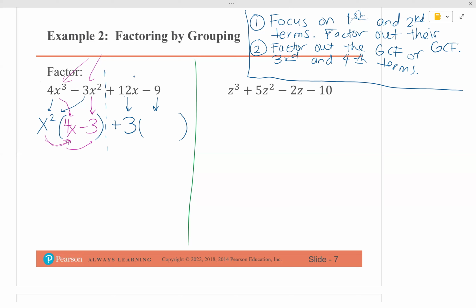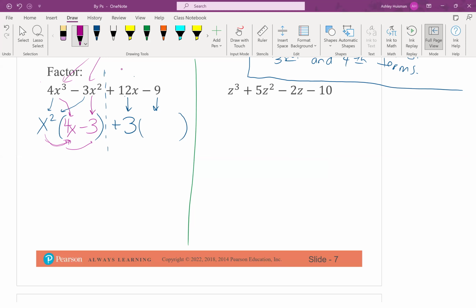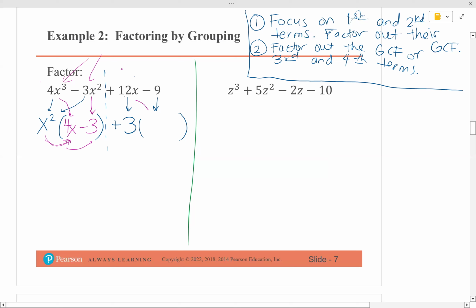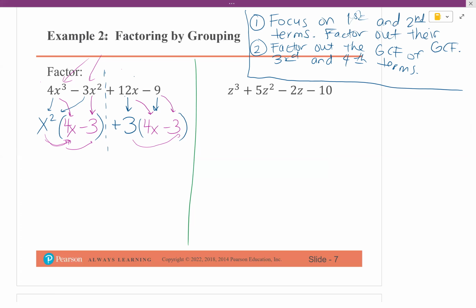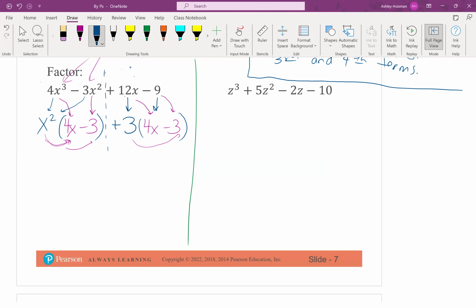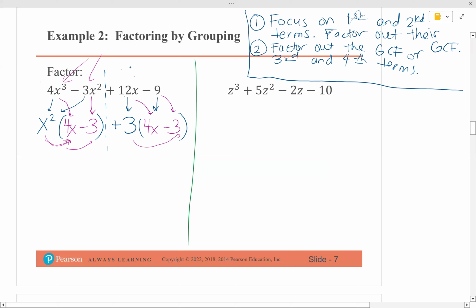Okay. So I've got the GCF, and then similarly, I have to do this reverse engineering. 3 times what would make 12x? That would be 4x. And then 3 times what would be negative 9? I would need negative 3. All right. And then at this point, if this is factorable, what's in parentheses will be the same. Sometimes the original problem can't be factored.